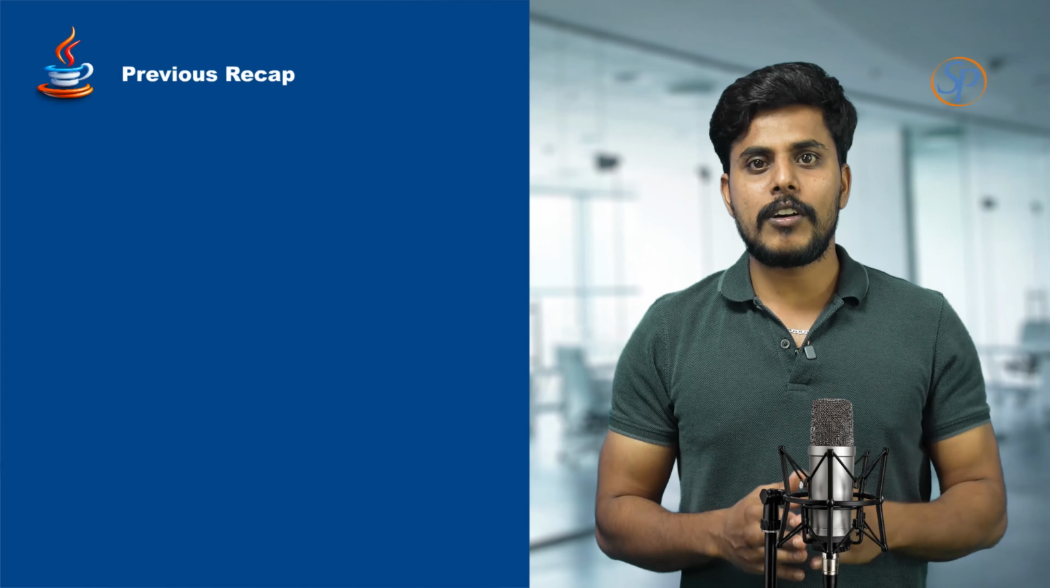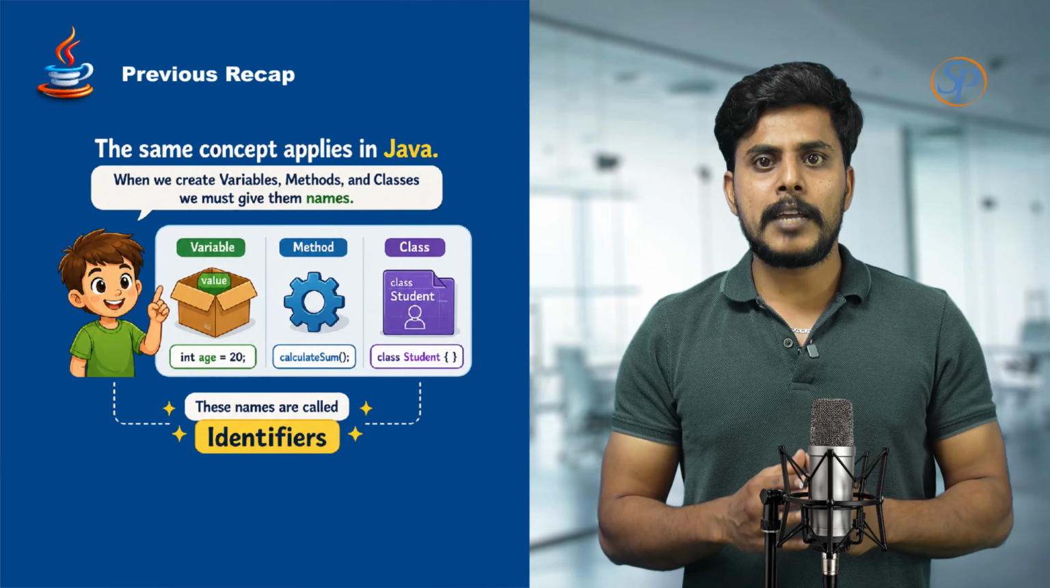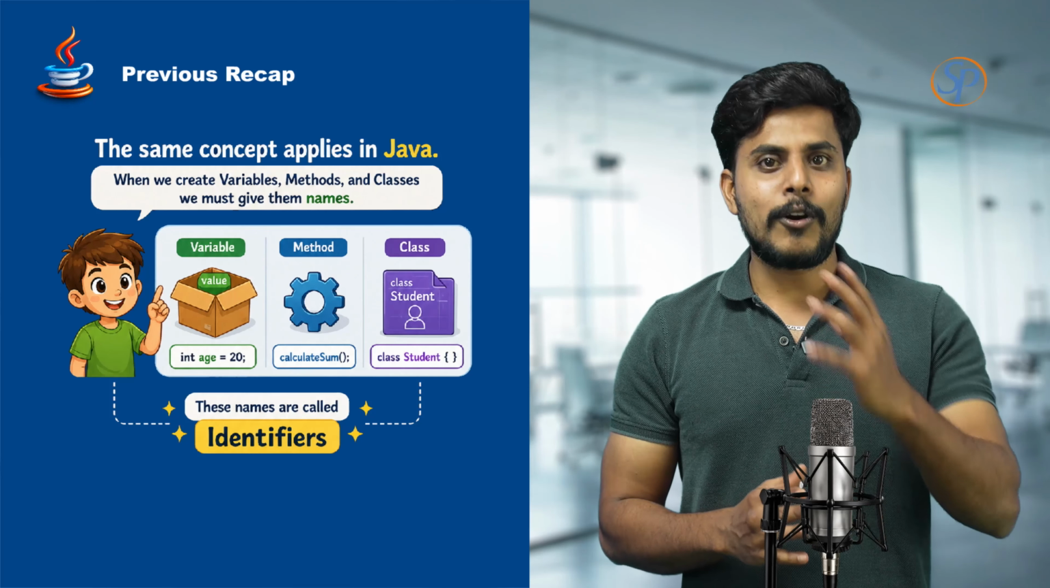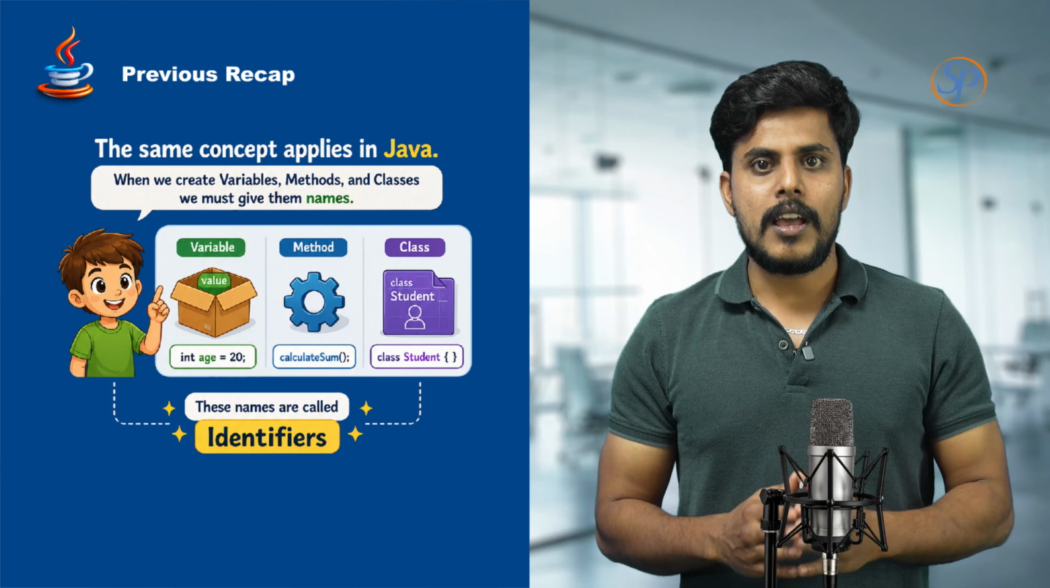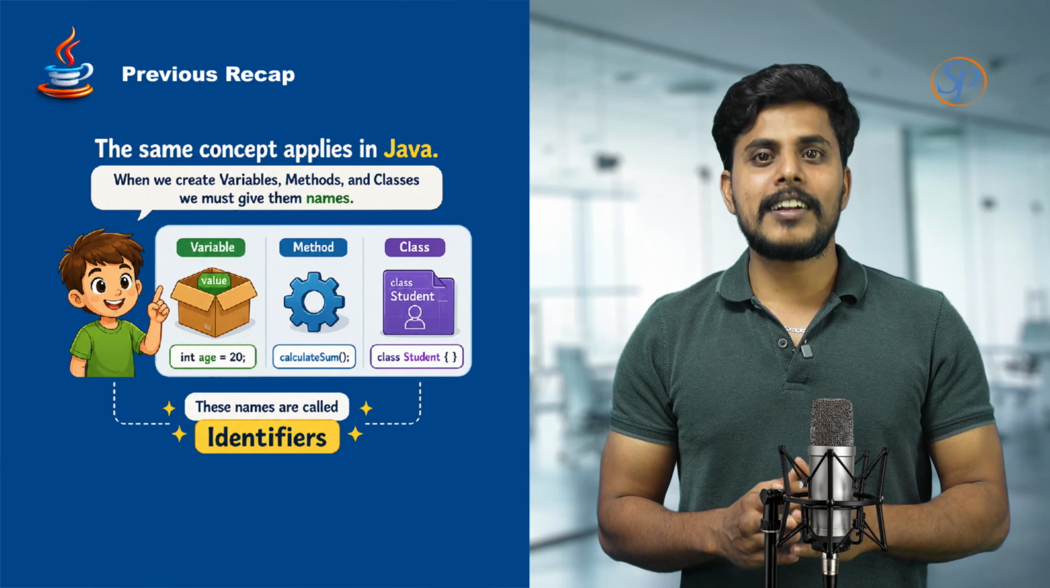In the previous video, we learned about identifiers. Identifiers are names given to variables, methods, and classes. Now here is an important question. Can we use any name as an identifier? The answer is no.